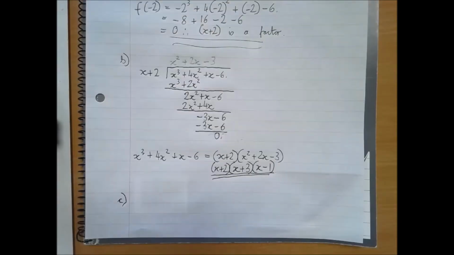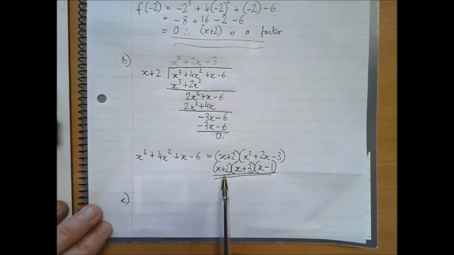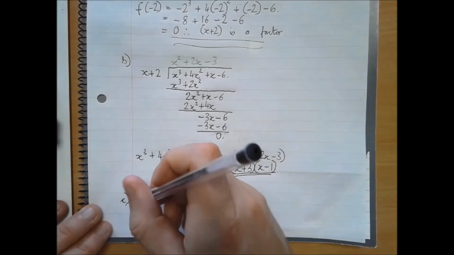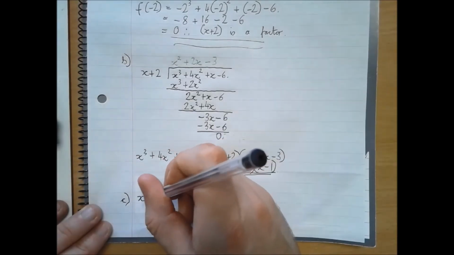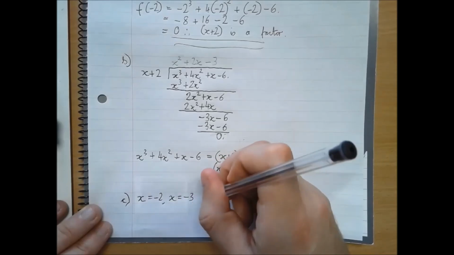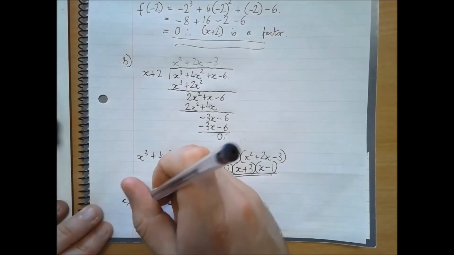Part C then, so leading on from part B, this is 1 mark, so very straightforward. You're just stating the solutions. Now we found out that these are the factors, so you've got x plus 2, x plus 3 and x minus 1. Then you know your roots are x equals minus 2, x equals minus 3 and x equals 1, and that's it.